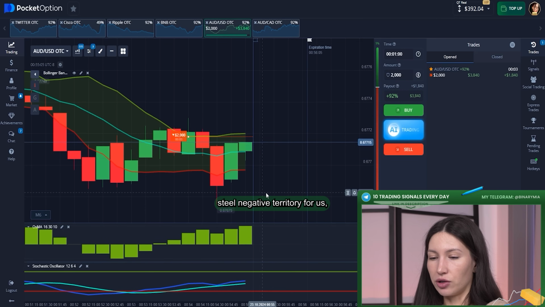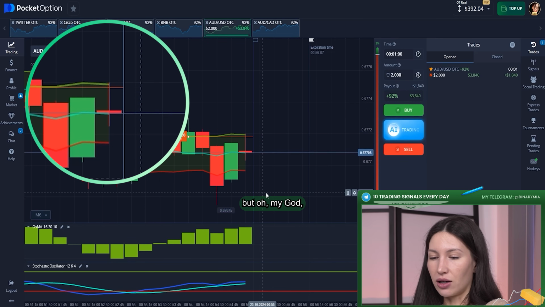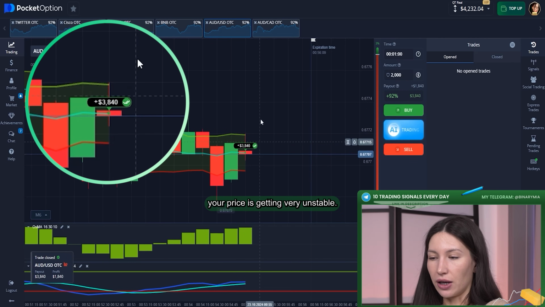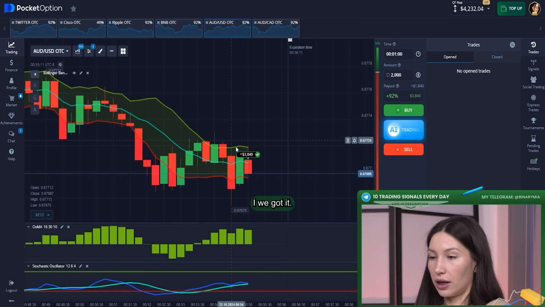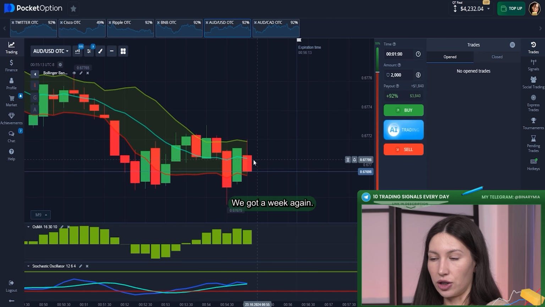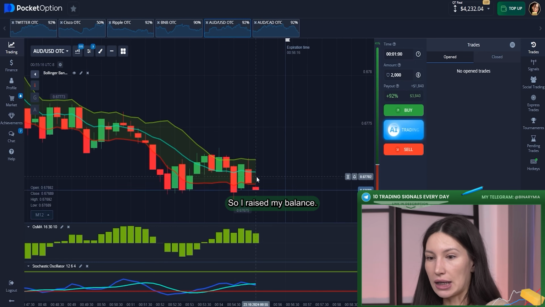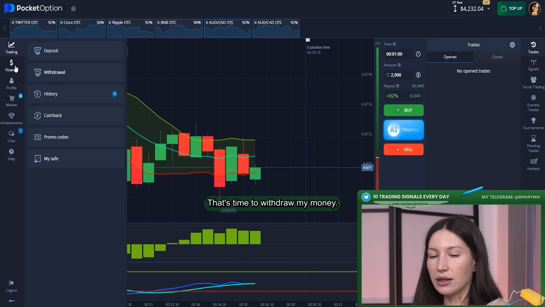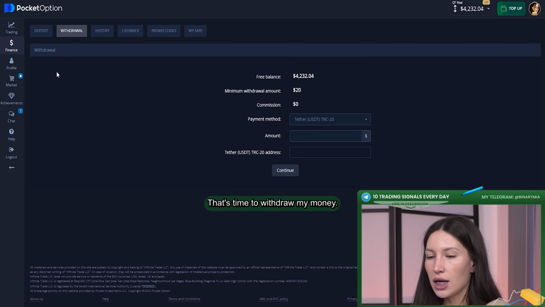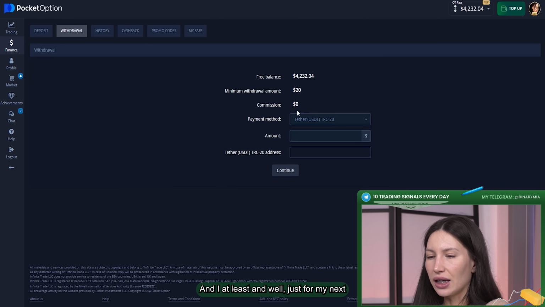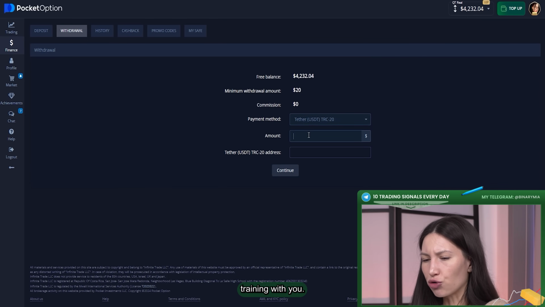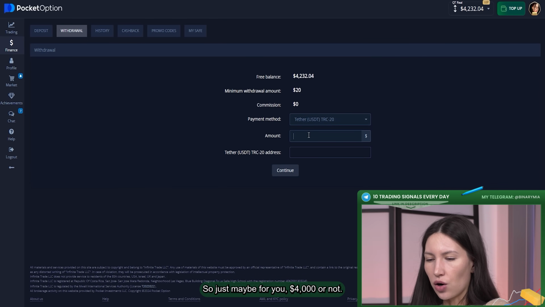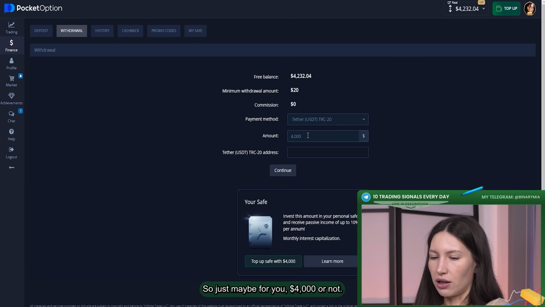Still negative territory for us, but oh my god, yeah, price is getting very unstable. But we got it. We got a victory again. So I raised my balance x10. Oh my god, it's really incredible. It's time to withdraw my money. And I leave some amount just for my next trading with you. So just maybe $4,000 is enough.